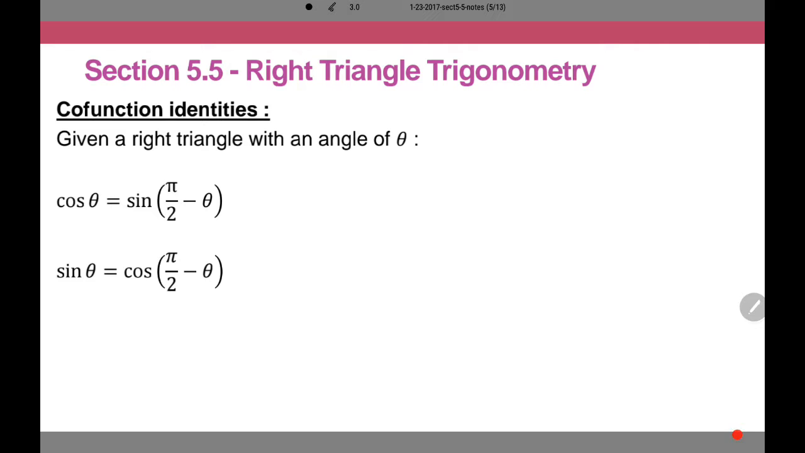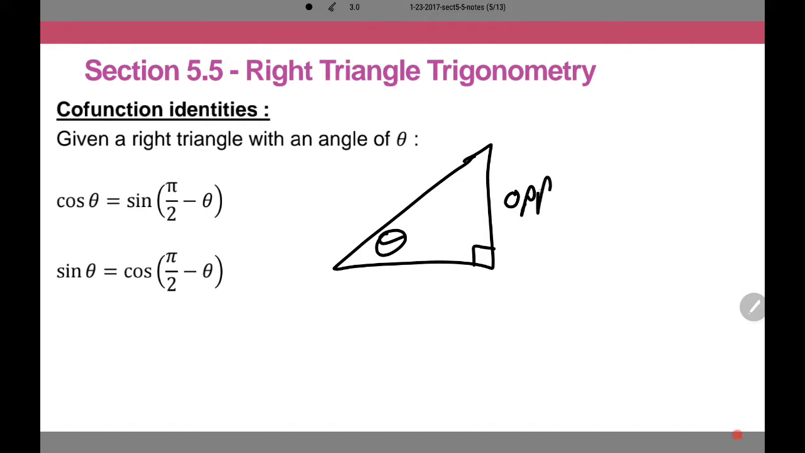Also, since we're working with right triangles, most of the time our angles will be in degrees, but sometimes they could be in radians, so that's where this pi over 2 comes from. Pretty much all this means is that if I have a right triangle and I have theta here, this is my opposite, this is my adjacent, this is my hypotenuse. If I do 90 minus theta, that gives me this other corner up here.